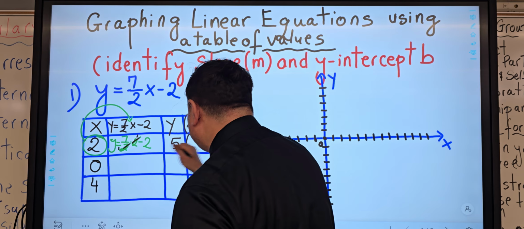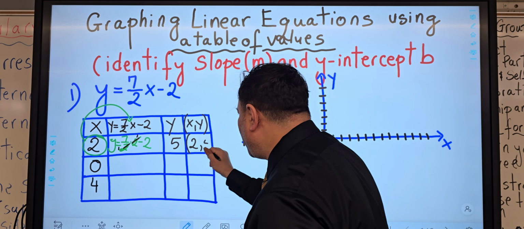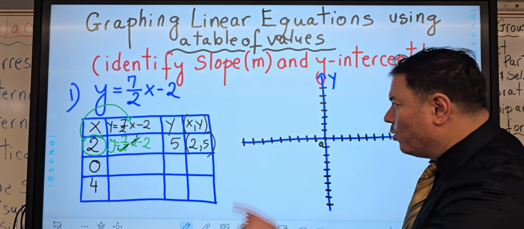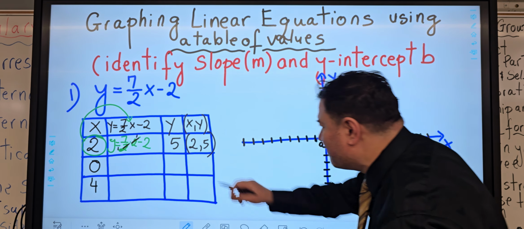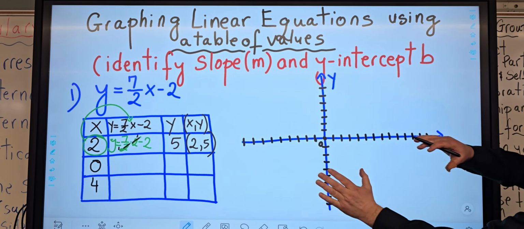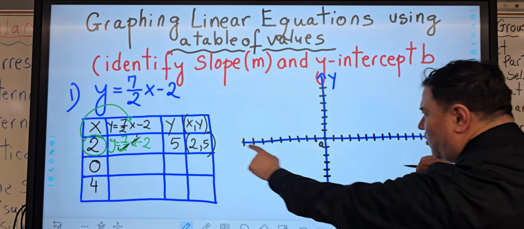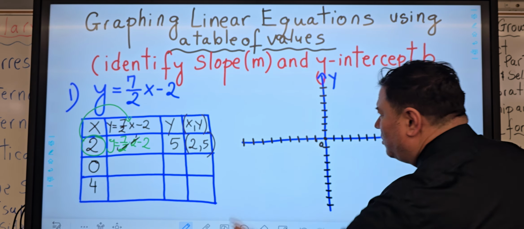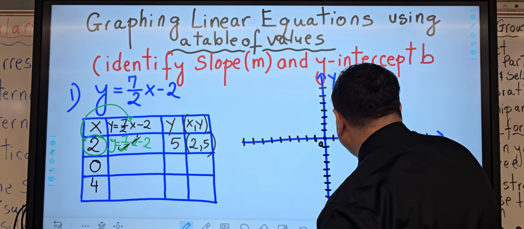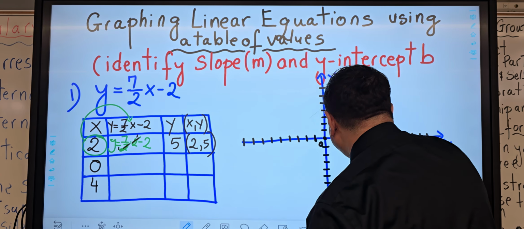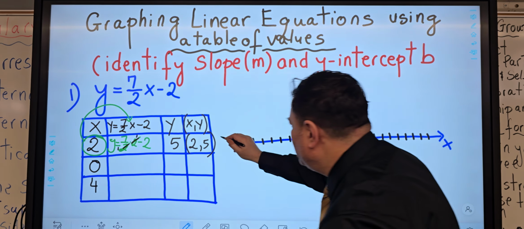So the ordered pair is: when x equals 2, y equals 5. We can graph that right now. Let's graph as we solve. When x equals 2, y equals 5. So we go 5 up: 1, 2, 3, 4, 5. Right here. This is our first dot right there.